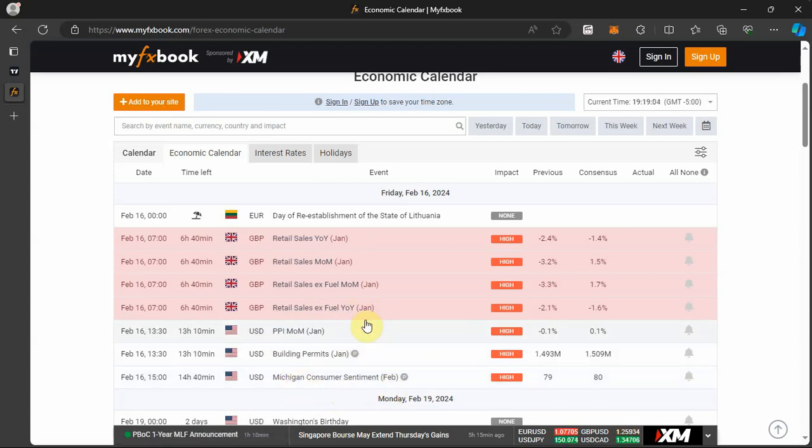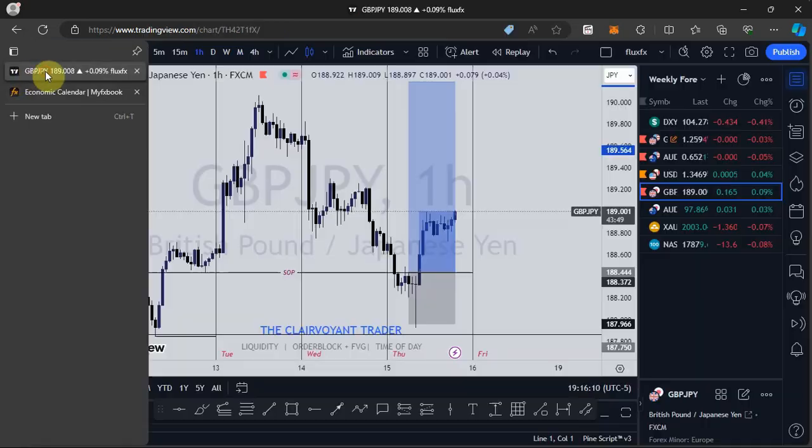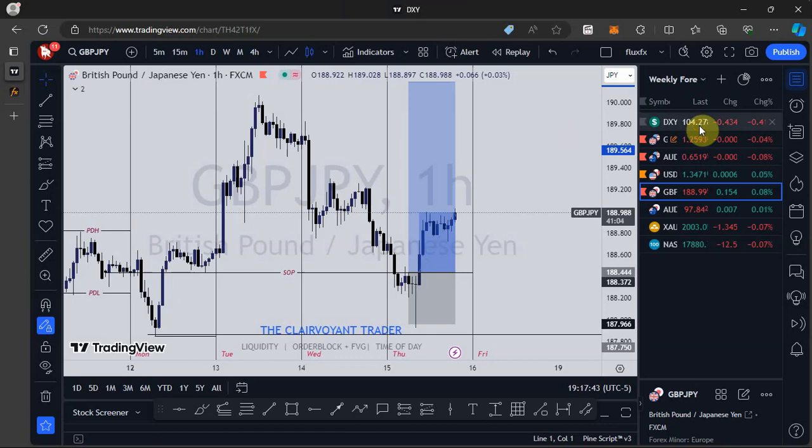So these are the high impact news that we are expecting to see on the market going into a new trading day, and it happens to be the last trading day of the week, so you take note of that. All right, so that is just that for the economic news calendar. Let's delve into the chart and see what is happening. Let's start with the dollar index.